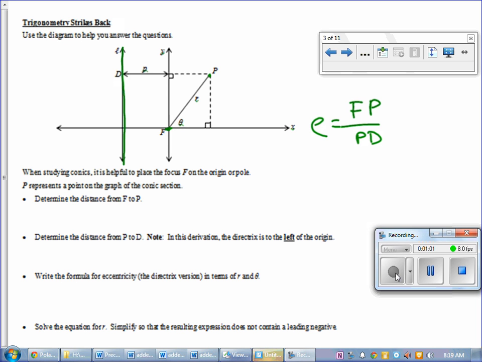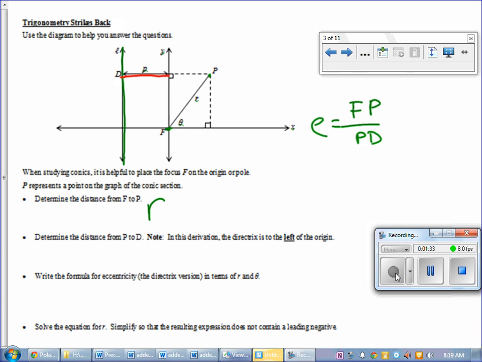So our first bullet point, what is the distance from F to P? And don't overthink it. It's actually already labeled for you. What's the distance from F to P? It's R. What about the distance from capital P to capital D? Get your picture. Okay, so do you see the little p? The little p is just that distance there.